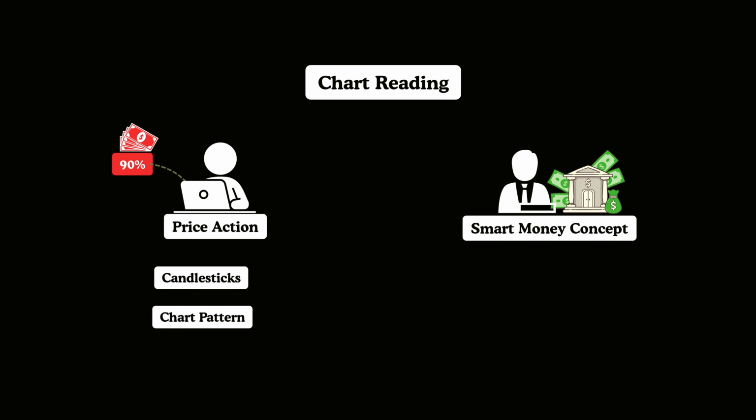To find these levels, we analyze the zones on the chart where retail participants have built up the most liquidity. Since the smart money concept can be a bit complex, only a small fraction of retail traders actually study and apply it, and that's why very few achieve consistent profits.